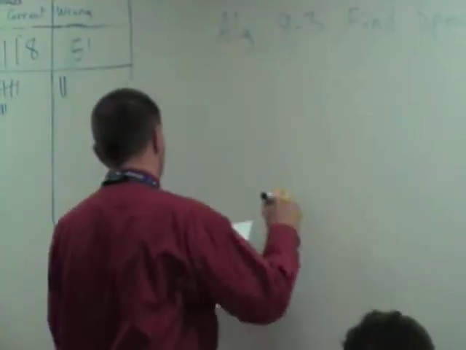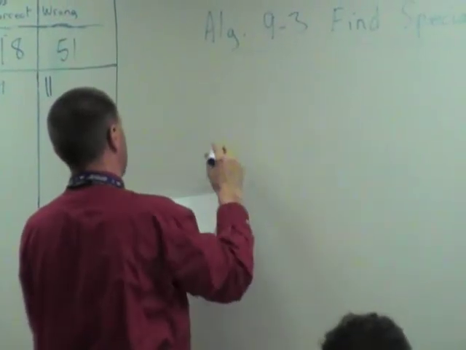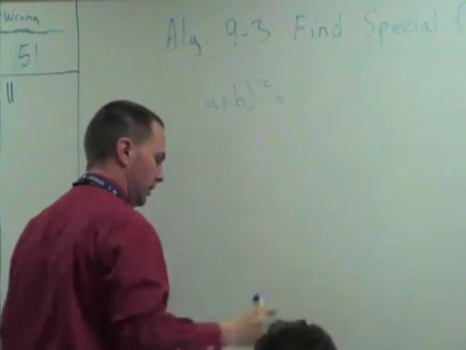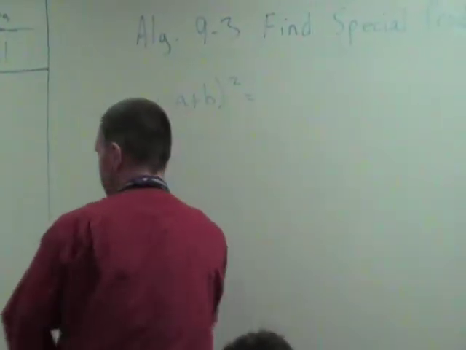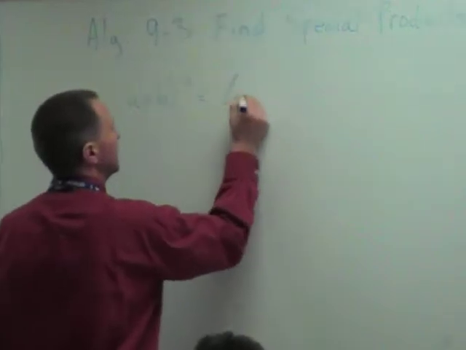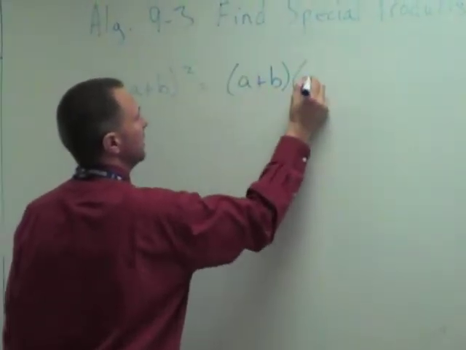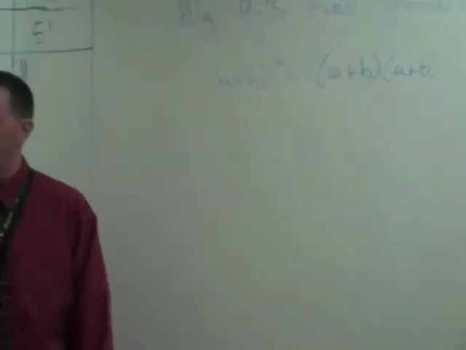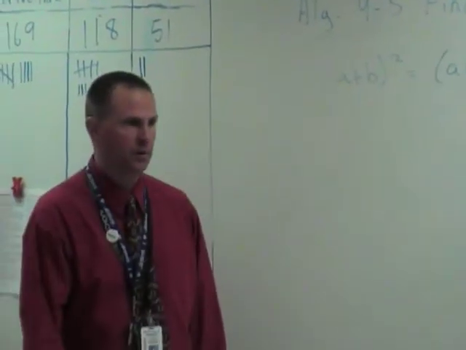Alright, so I want you to memorize these three formulas. The first one, a plus b squared. So everybody figure out what this is. A plus b times a plus b. That's what the square means, right? Everybody do it right now. Figure it out. Distribute them.